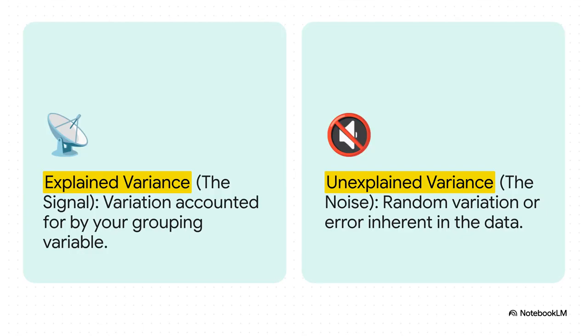So how does ANOVA find that difference? Well, it acts kind of like a radio tuner. It separates all the variation in your data into 2 frequencies: the clear signal that's caused by the differences between your groups, and the background static, or noise, that comes from random variation within each group. If that signal comes in loud and clear over the static, we know we've found a real difference.